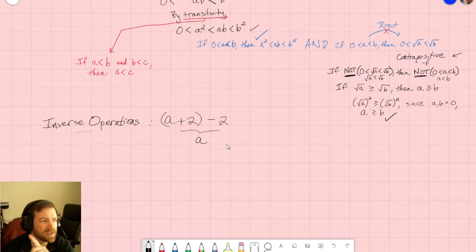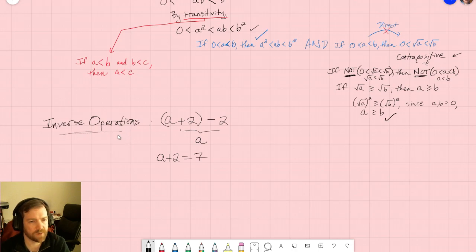Now, typically this is in a context. So for instance, if we had a plus 2 equals 7, the inverse operation here is like having a subtraction of 2 on the outside compared to an additive 2 on the inside here. Not really useful. It can simplify some stuff.